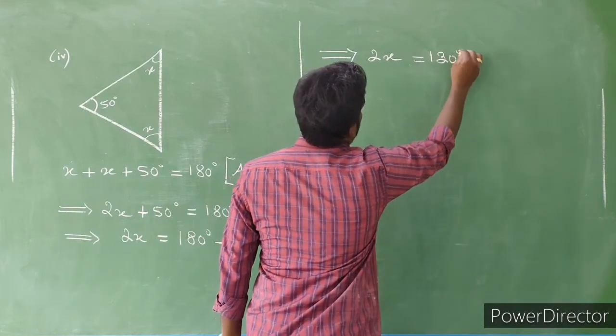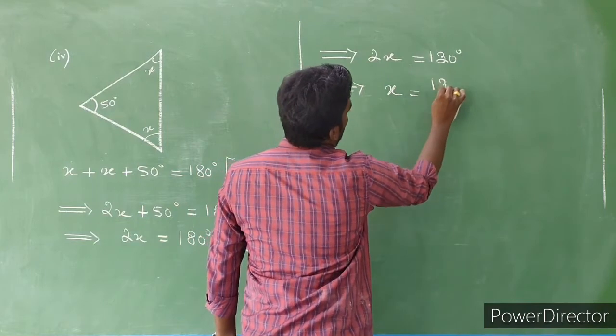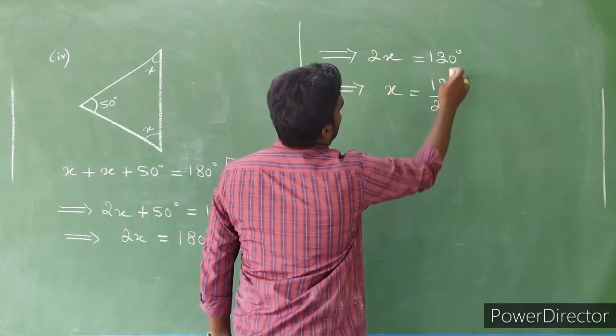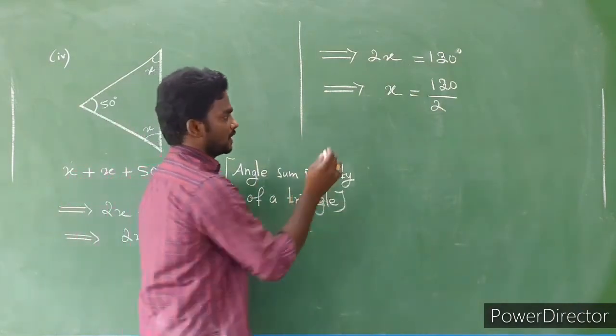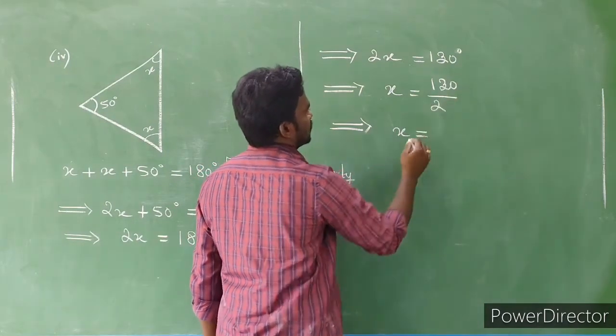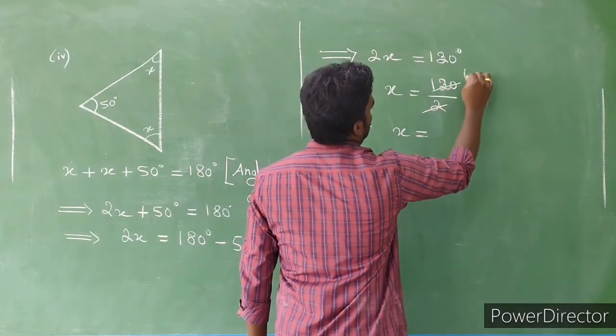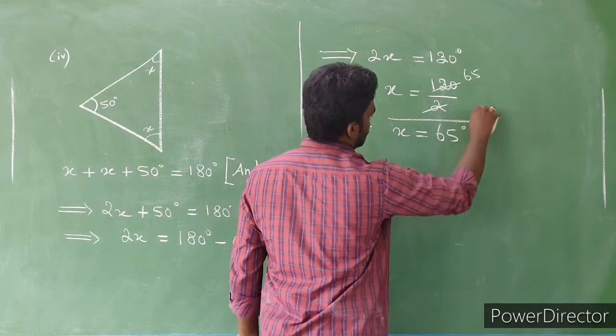2x is equal to 130 degrees, which implies keep x on the left side, then 130 divided by 2. This 2 is a multiplication on the left side and, transposed to the right side, becomes a division. So angle x is equal to, 1 2 is 2, 65 2s are 130. So angle x is equal to 65 degrees.